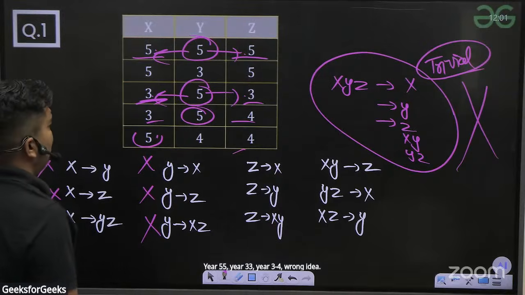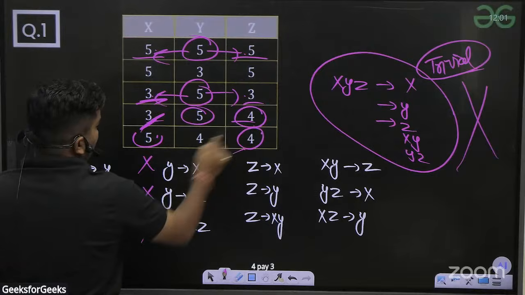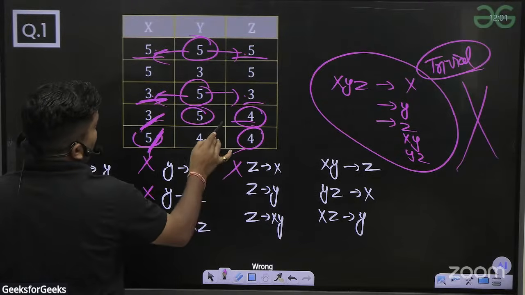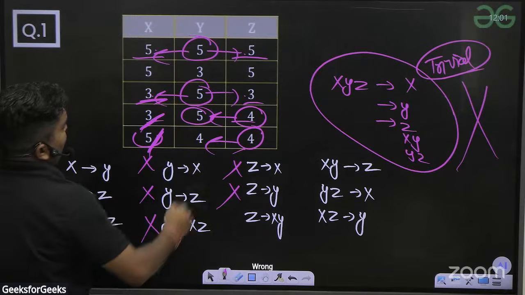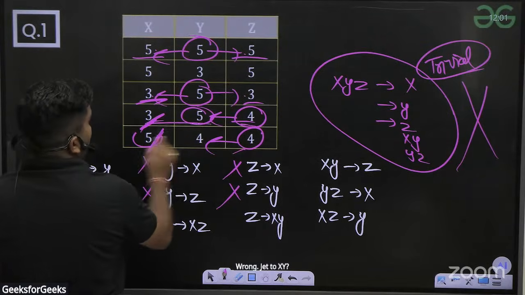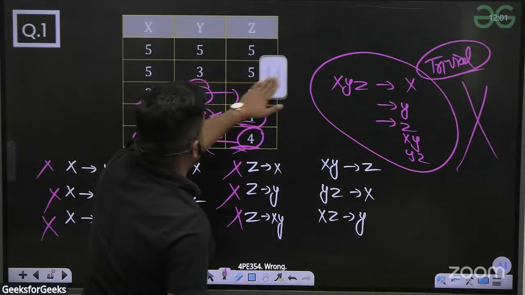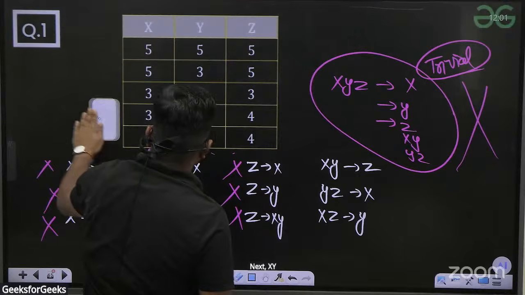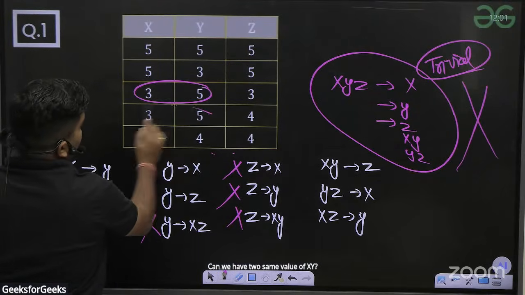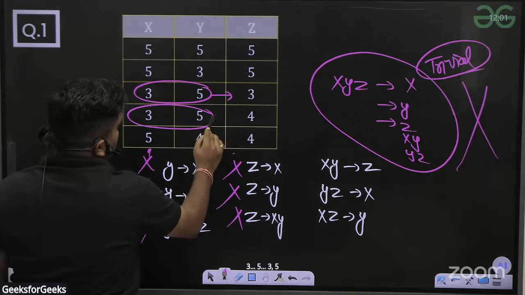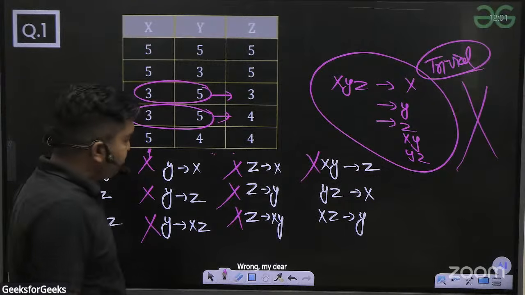Z to X, on 4 it gives 3, on 4 wrong. Z to Y, wrong. Z to XY, on 4 it gives 3, 5, on 4 it gives 5, 4, wrong. Next, XY: can we have two same values of XY? 3, 5, 3, 5. It gives 3, it gives 4. Wrong, my dear, wrong. Clear?